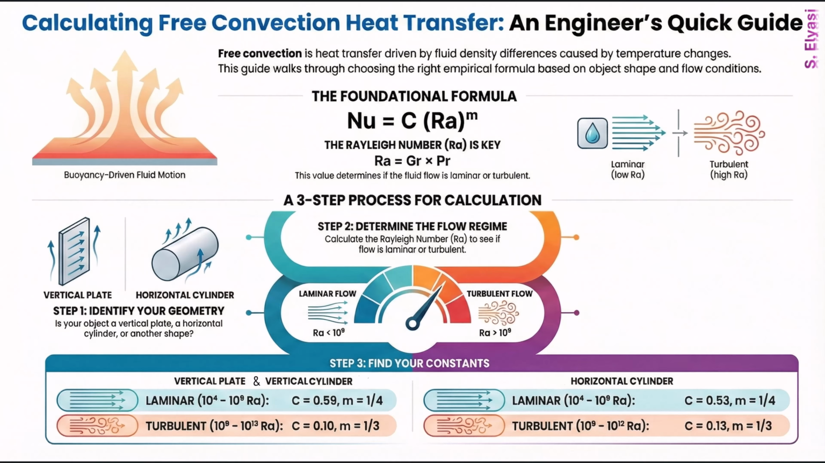Finally, let's get to those constants. The good news is the m value is super predictable. For a laminar flow, it's always 1/4, and for turbulent, it's 1/3. You just have to pick the right C for your geometry. For a vertical plate in laminar flow, C is 0.59. If it's turbulent, C drops to 0.10. For a horizontal cylinder, it's almost the same pattern. C is 0.53 for laminar and 0.13 for turbulent. So really, mastering that Rayleigh number and matching it to your object's geometry, that's the shortcut to nailing your free convection calculations every time.